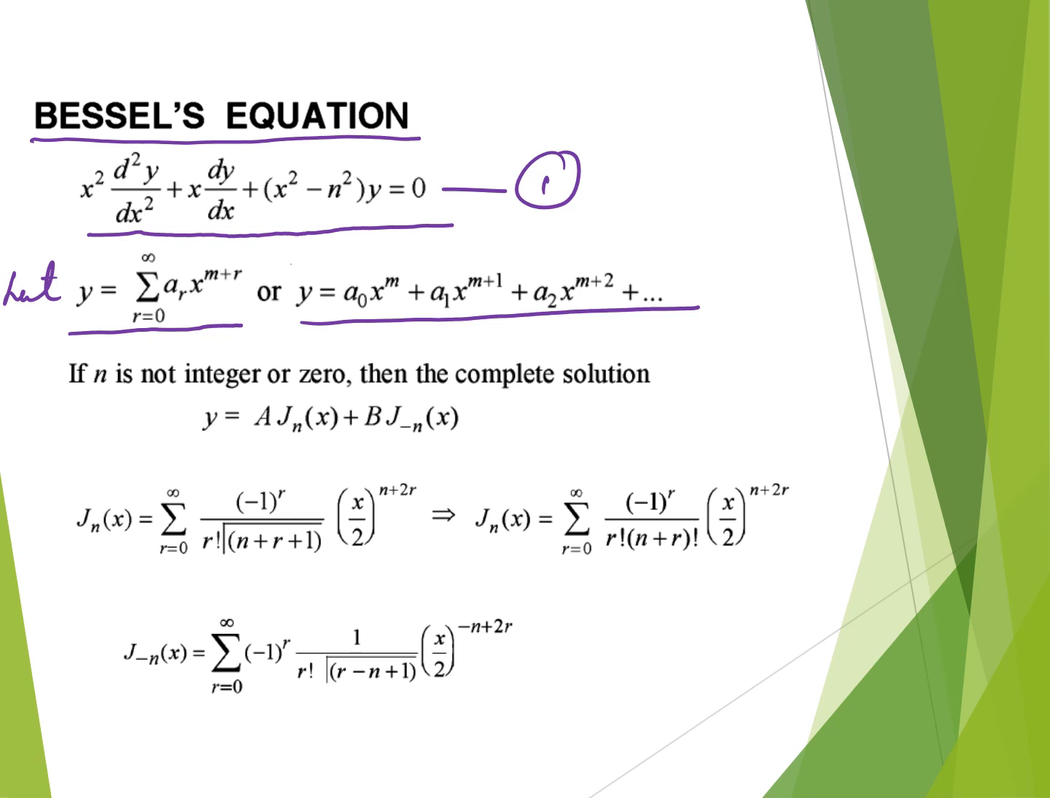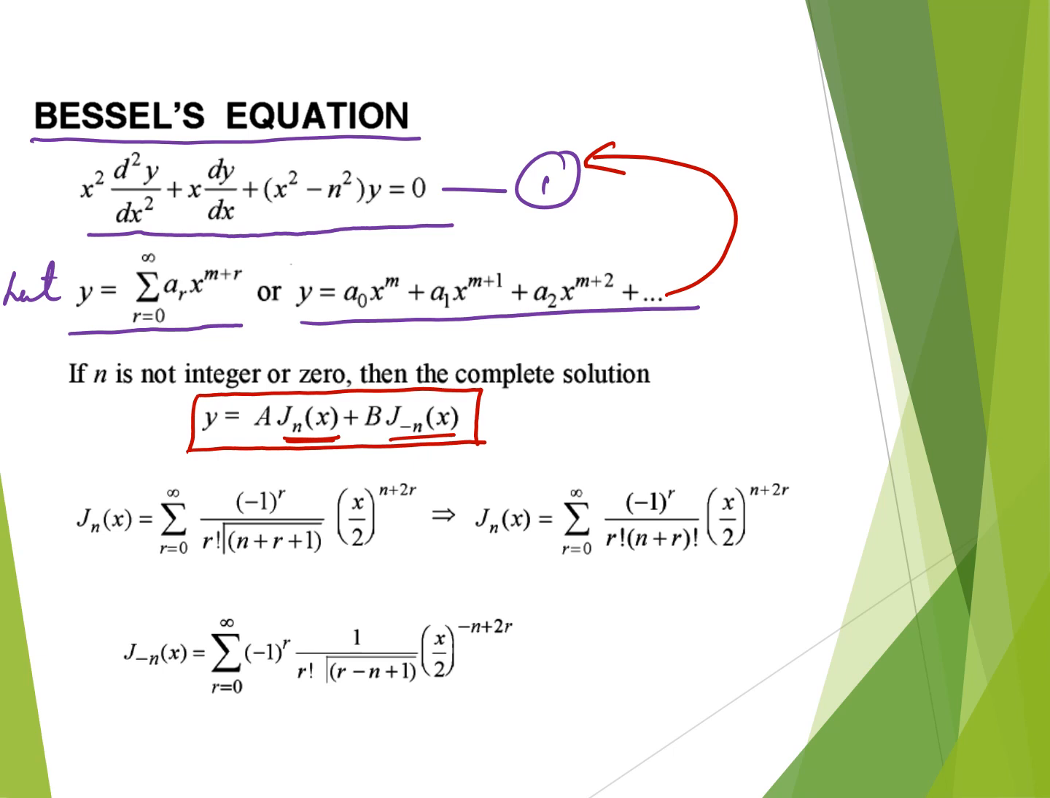When we substitute this assumed solution in equation 1, we find that the solution of the equation is y is equal to a J_n(x) plus b J_(-n)(x), where a and b are arbitrary constants. So this is the solution.